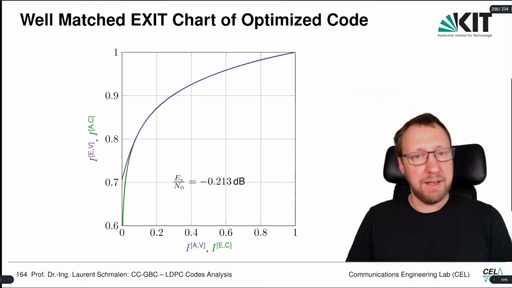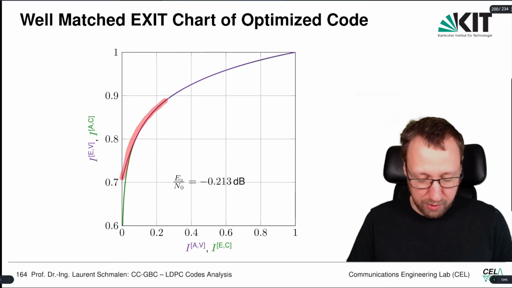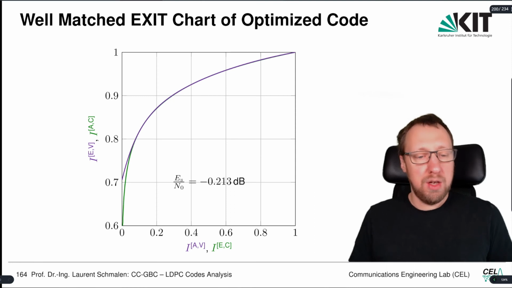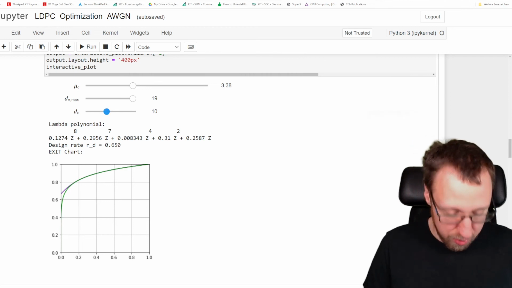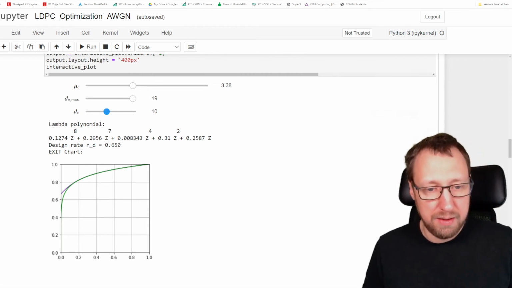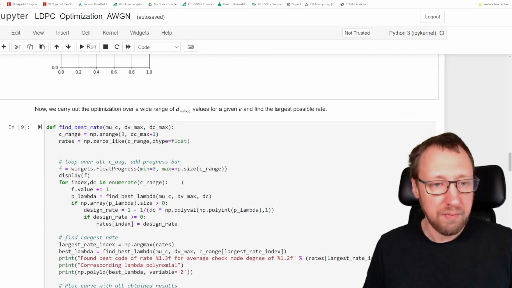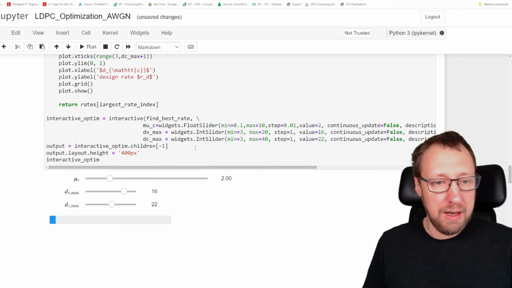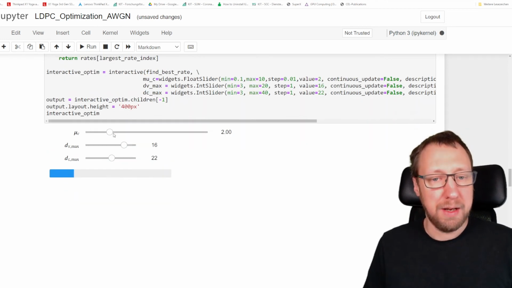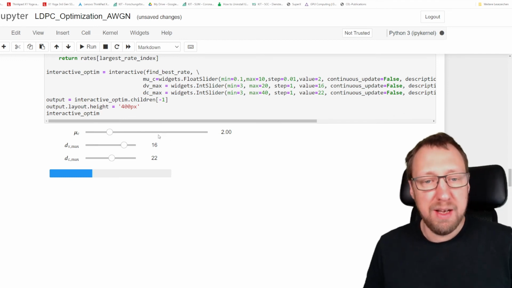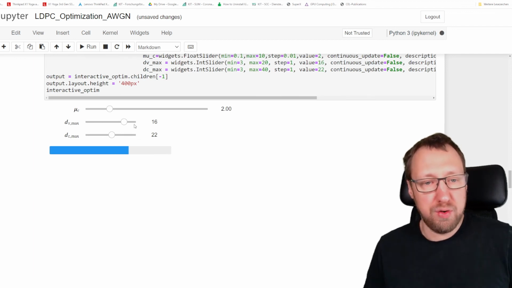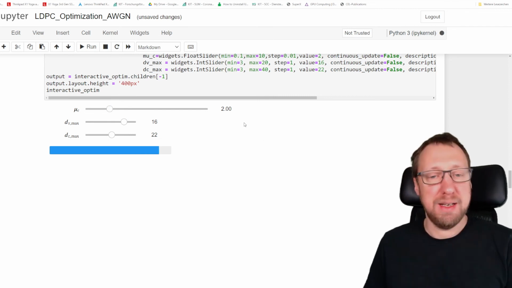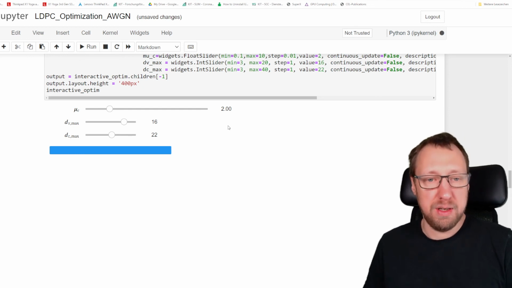So we can see the EXIT chart of the optimized code here, and you see that it's also well matching. So let's take a look at our code again, and let's take a look at an example of how we can do the optimization ourselves. So let's pick some parameters, for instance. So here's the code to do the optimization, and this is for one specific step that you can do by yourself. Either you can sweep it for yourself interactively, or we can try to do it. Here you can change the maximum parameters and the mu c, and then run the optimization and see what you get.